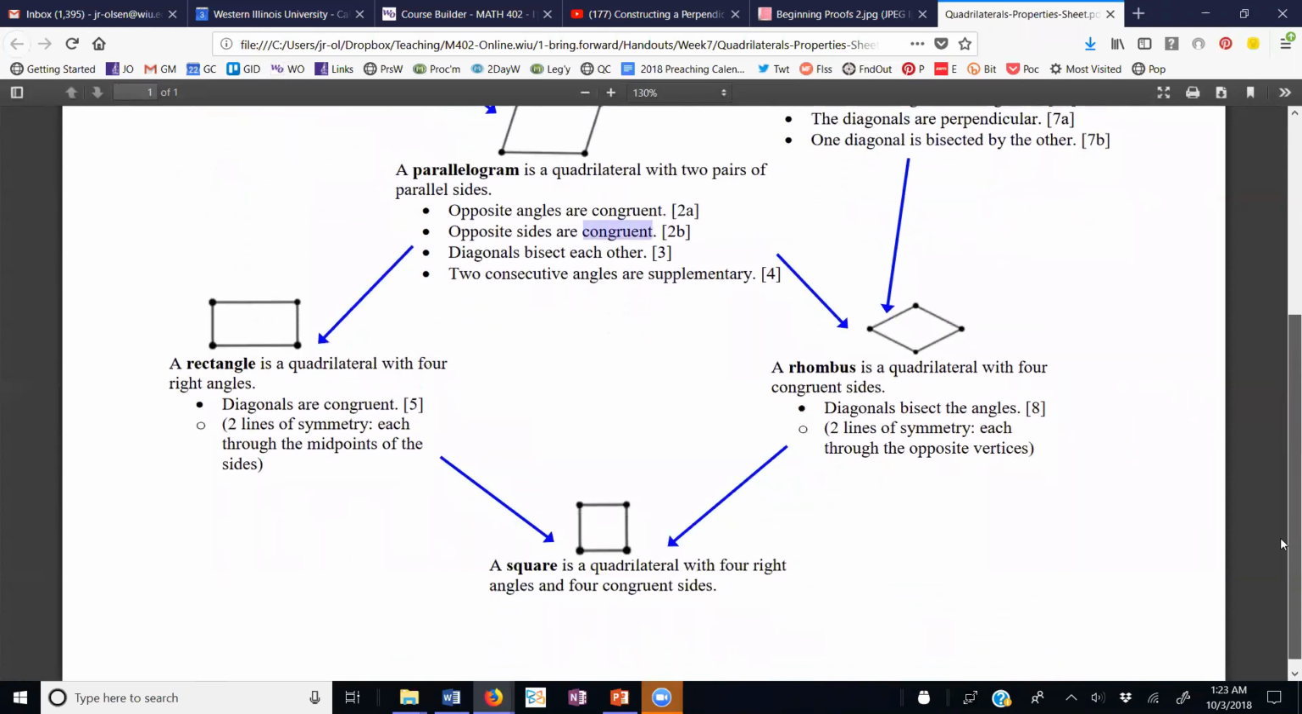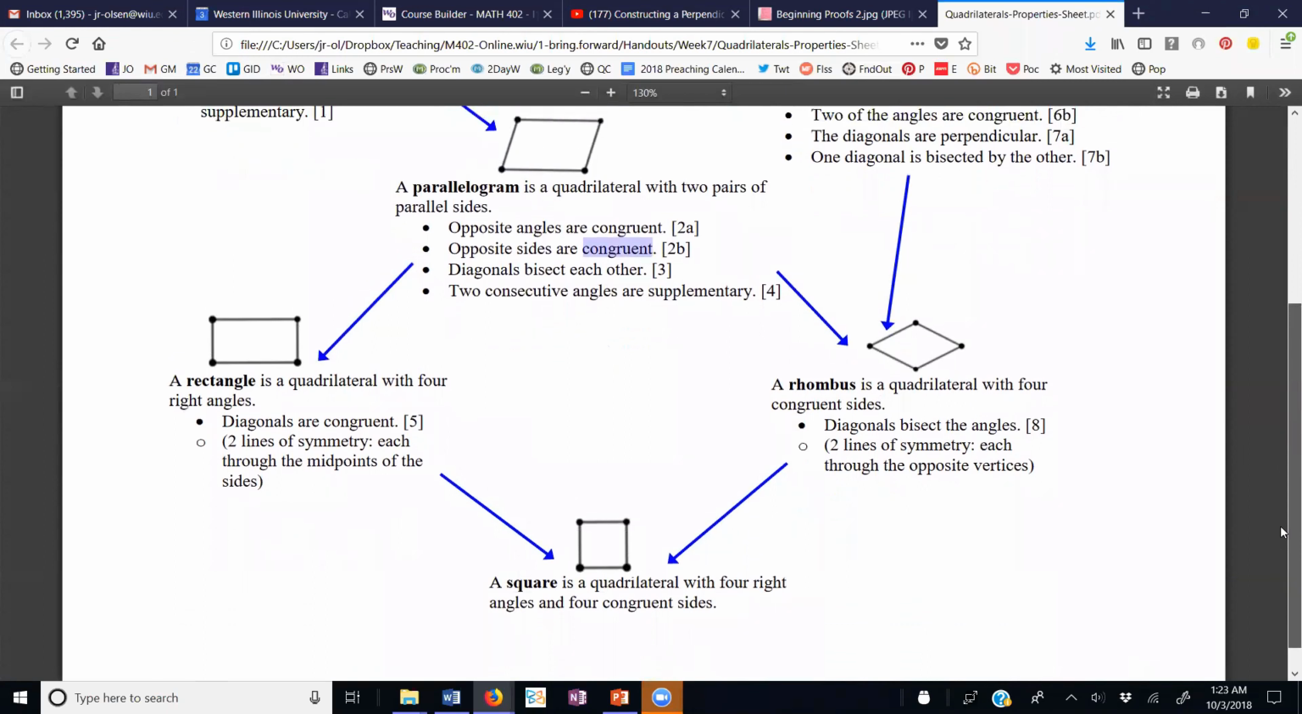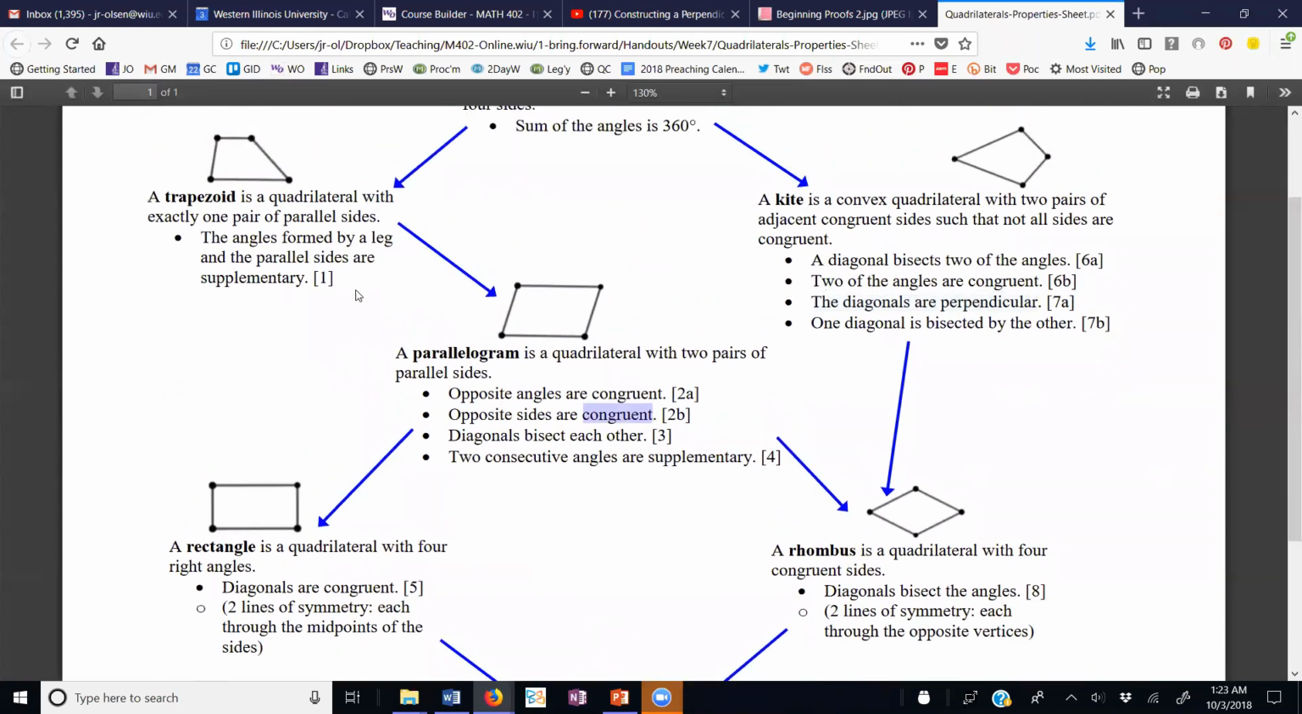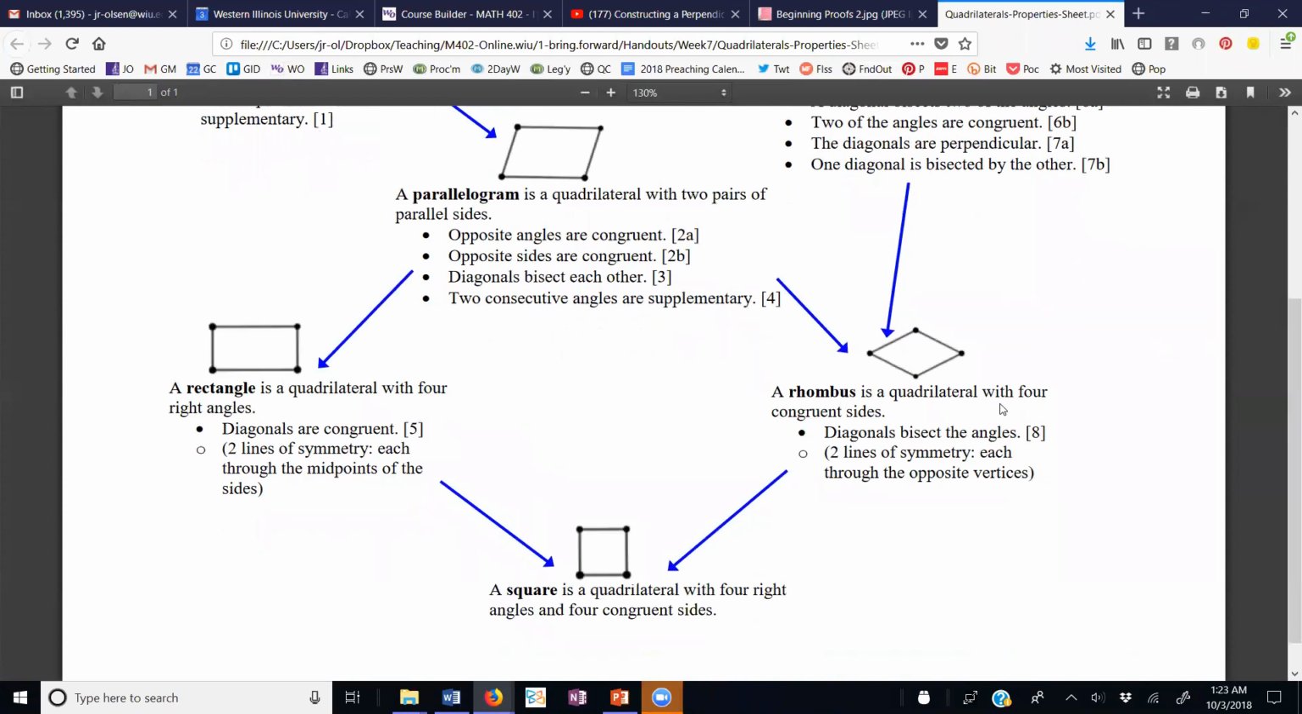And to kind of simplify things here, I have numbered these properties, and we're going to be proving all of these. When I have 2A and 2B, that means that these two properties can be proved in one proof with one diagram, and these can be proven with one proof. So some of these are going to be done as examples in this video, and some of these will be assigned as homework.